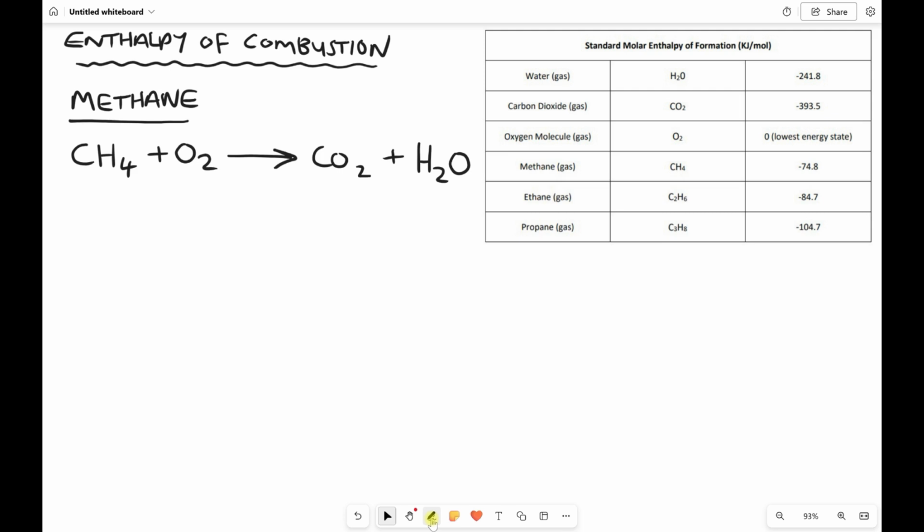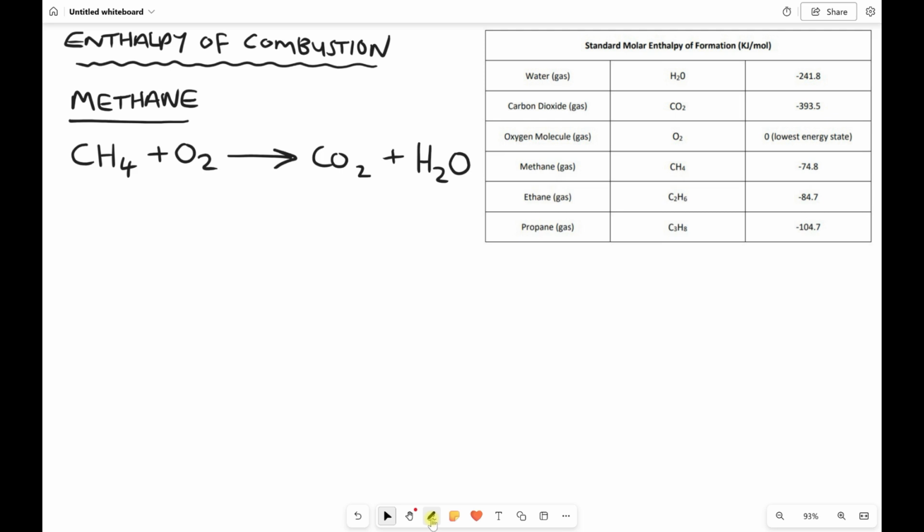The reason we treat water as a vapour in these calculations is because when we have a combustion process, the temperatures are relatively high, so the water is going to remain as a vapour rather than converting back to a liquid. We also have standard molar enthalpy values of formation for carbon dioxide as a gas. The oxygen molecule, where you'll note the value is 0, because an oxygen molecule, O2, is in its lowest energy state. And finally, we have the standard molar enthalpy of formation for a methane molecule, an ethane molecule, and a propane molecule.